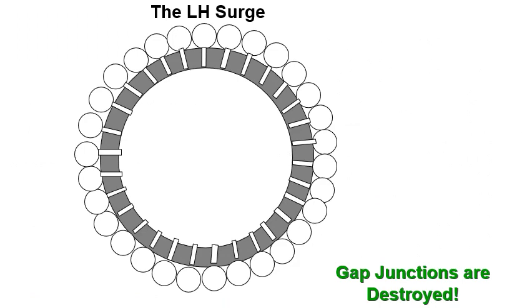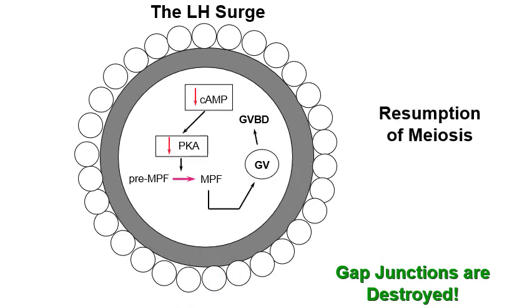So during the LH surge, the first thing that happens is that the gap junctions are destroyed. This will lead to a decrease in cAMP levels in the oocyte, and a decrease in cAMP would also trigger a decrease in the PKA, protein kinase A, and the conversion of the pre-MPF to its active form, the maturation promoting factor. The MPF will trigger the breakdown of germinal vesicles, and it will drive the oocyte into metaphase. So that is the resumption of the meiosis.